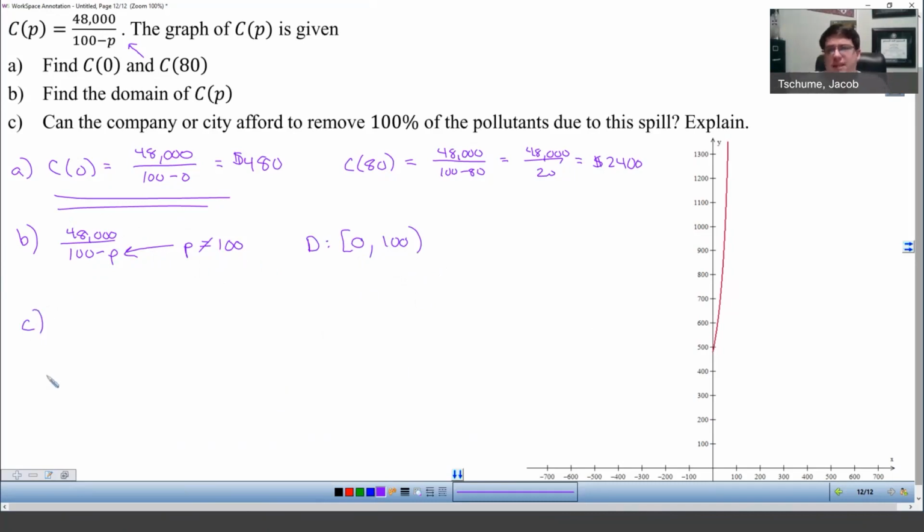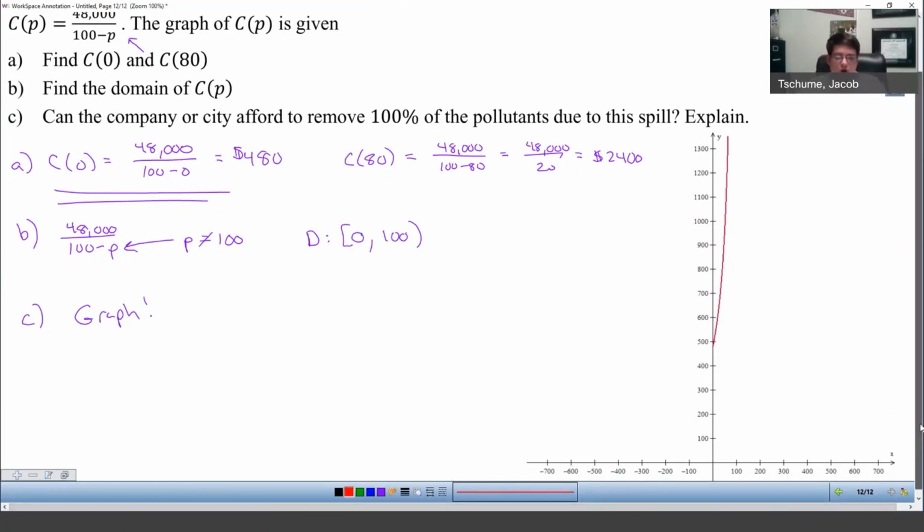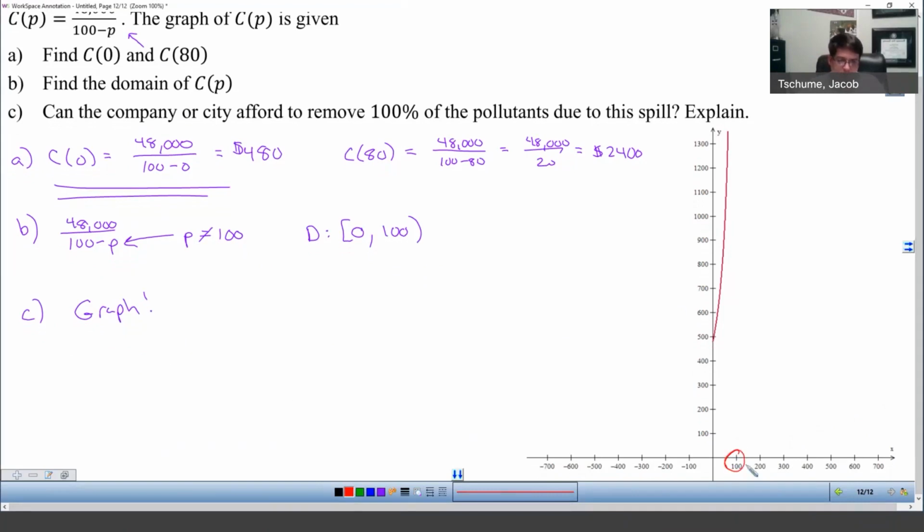So part C is the interesting one. Can the company or city afford to remove 100% of the pollutants due to this spill? Explain. Well, I'm going to explain this by looking at the graph. So as you get closer to 100% of the pollutants, so 100% would be right here on your graph.